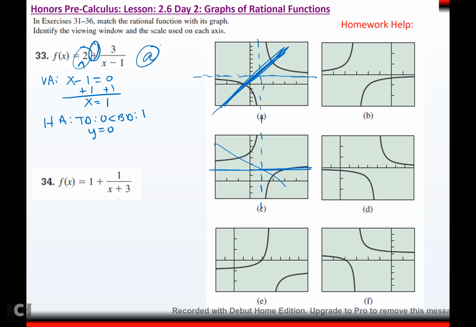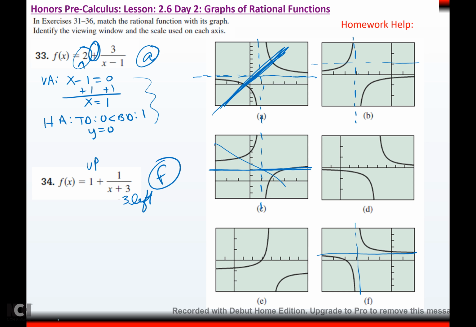Okay, so on 34, again, you can do all this if you want, but you can just use your transformations. This is going to be 3 left and 1 up. So I need a vertical asymptote at 3 left and 1 up. Not that one. 3 left, 1 up. It's got to be F.